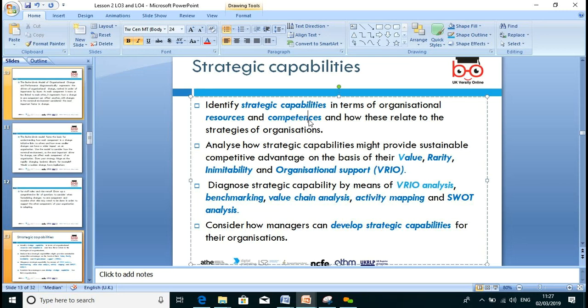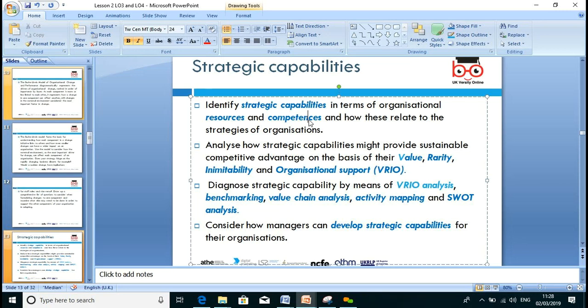So all this we need to look at when we want to implement the change: the capabilities and competencies that we have, and what roles are required to implement the change effectively in our organization.